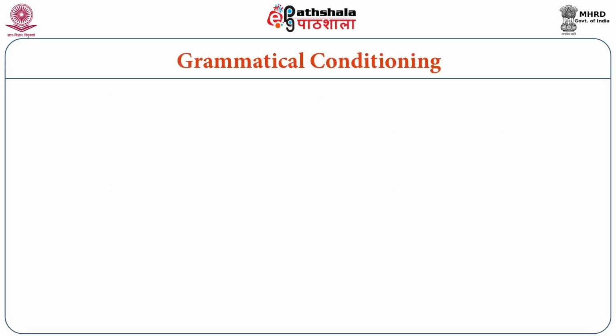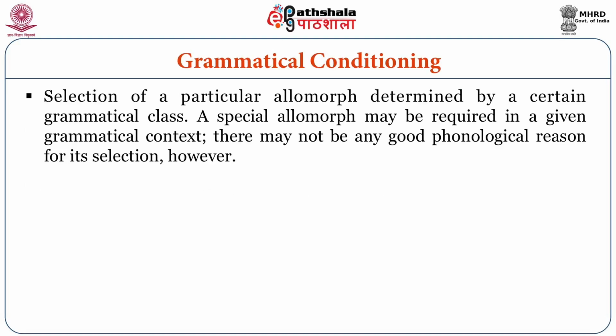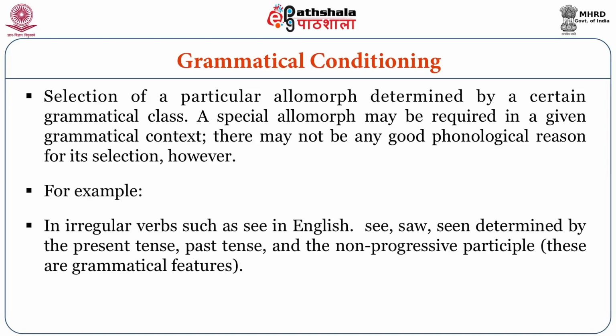Now, grammatical conditioning. What is grammatical conditioning? The selection of a particular allomorph determined by a certain grammatical class is known as grammatical conditioning. A special allomorph may be required in a given grammatical context. There may not be any good phonological reason for its selection, however. For example, in irregular verbs such as see in English, see, saw, seen, determined by present tense, past tense and the non-progressive participle, these are known as grammatical features.